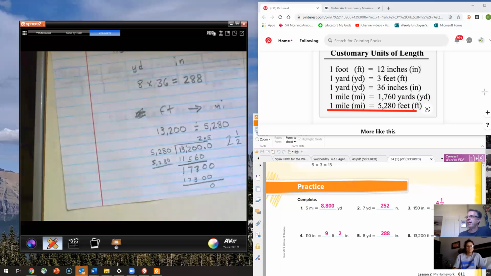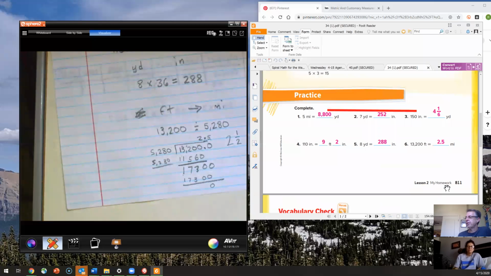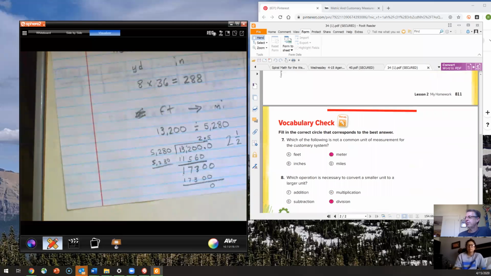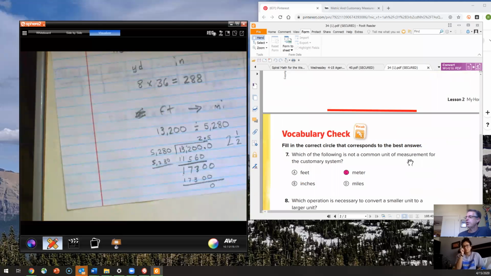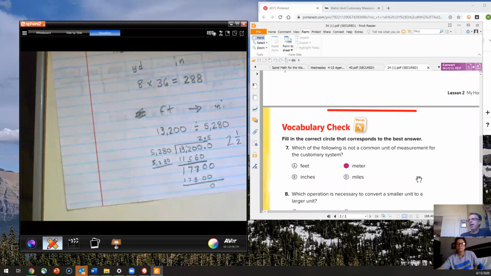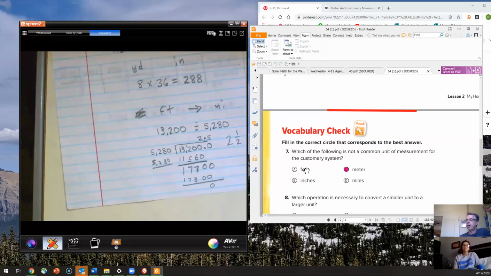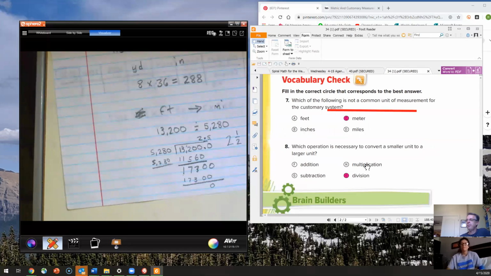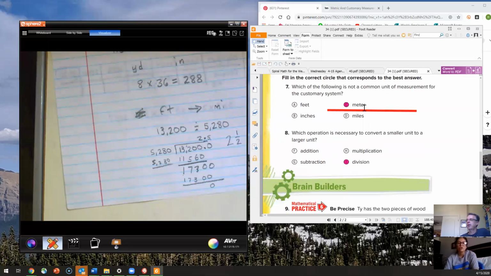We're going to move on now, and I want to make this a little bit bigger. I want to cover up my customary units of measurement here and go on to some vocabulary. Which of the following is not a common unit of measurement for the customary system? The correct answer here is meter. A meter is what's called the metric system. The other ones are customary, or the ones that we use in America only. So feet, inches, and miles are customary, meter is not. And then what about number 8, Ms. Garcia?